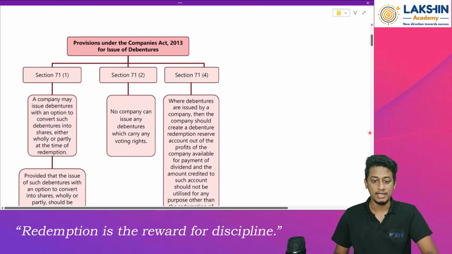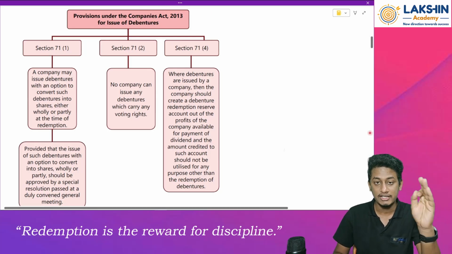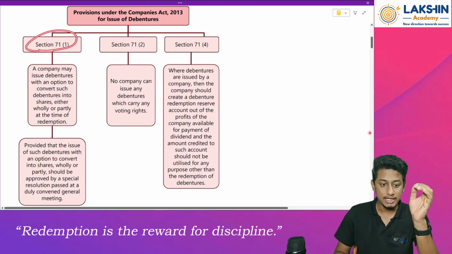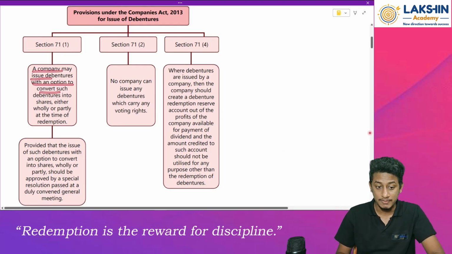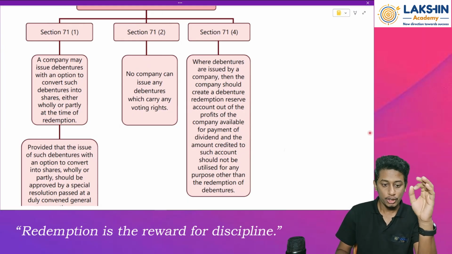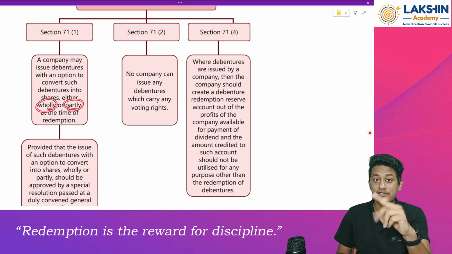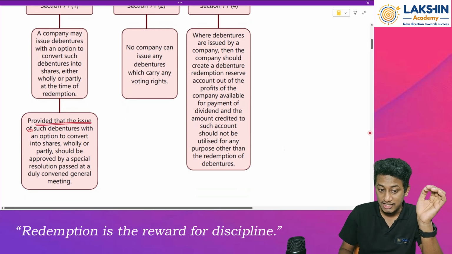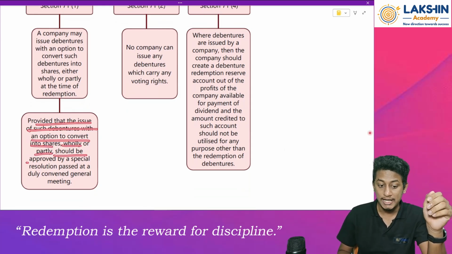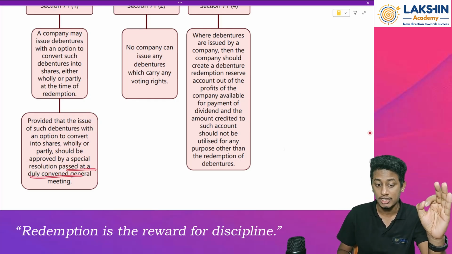Then going ahead, let's look at the provisions, that is section 71 of the Companies Act. What does section 71 say about the redemption of debentures? Section 71 says that a company may issue debentures with the option to convert such debentures into shares either wholly or partly at the time of redemption. But provided that such debentures with option to convert into shares, wholly or partly, should be approved by a special resolution passed at a duly convened general meeting.